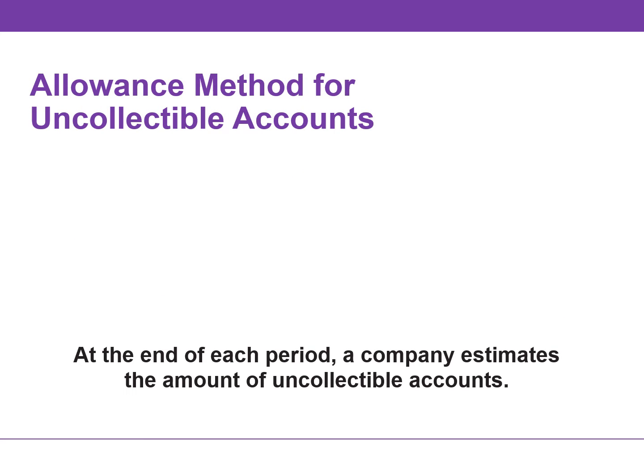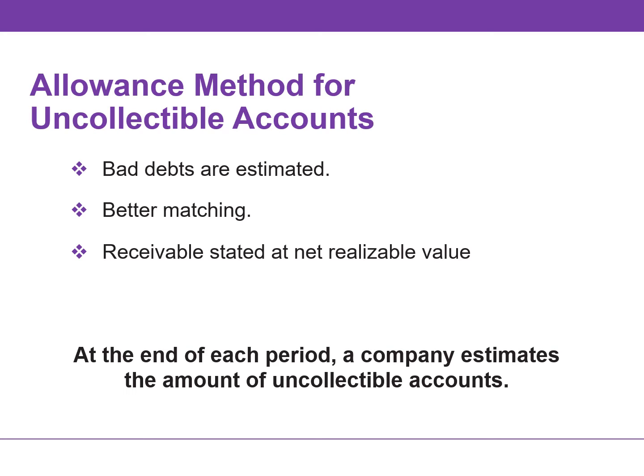The allowance method of accounting for bad debts involves estimating uncollectible accounts at the end of each period. It is based on the matching principle, so we record bad debt expense in the same period as the credit sale. This method also ensures that receivables are stated at their net realizable value, which is the amount a company expects to receive in cash. It excludes amounts that the company estimates it will not collect. Companies must use the allowance method for financial reporting purposes when bad debts are material or significant.